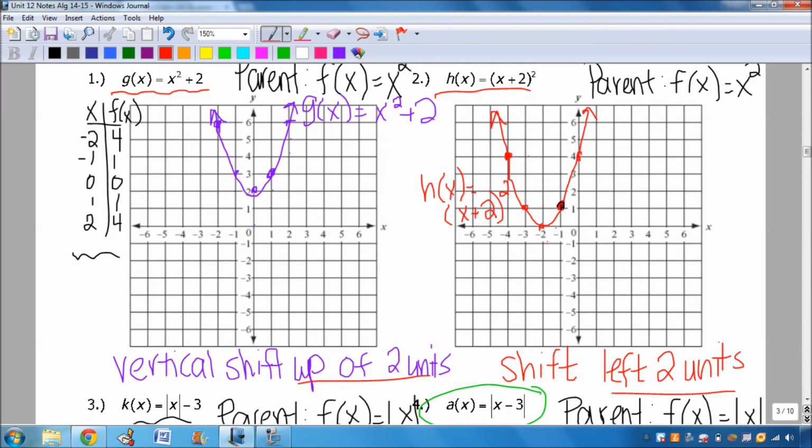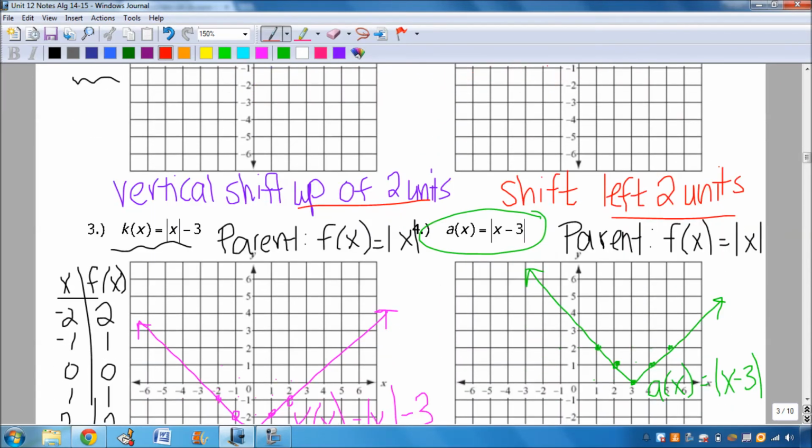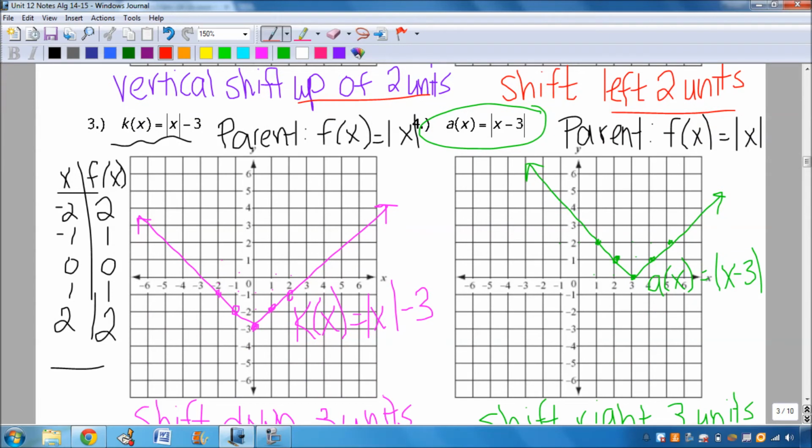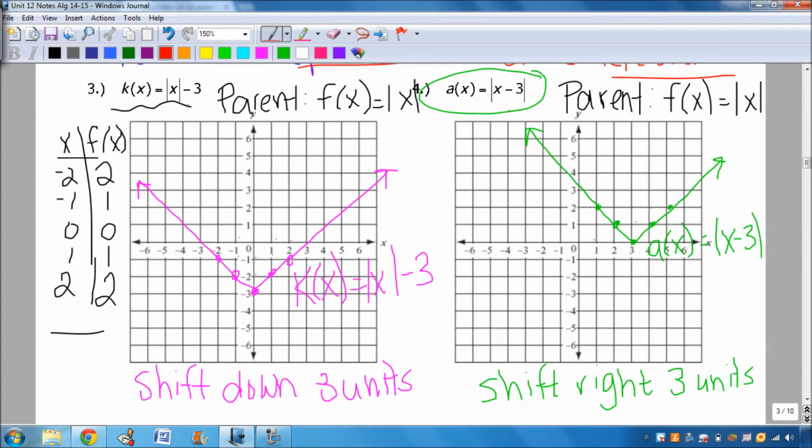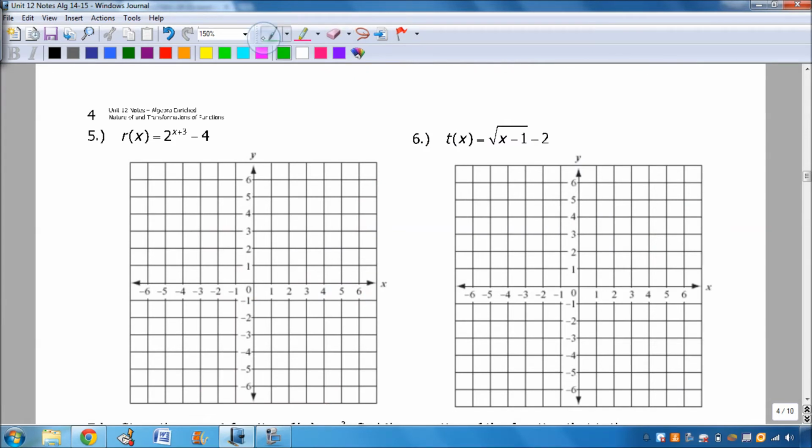Okay, and then same thing with number 3 and 4. This has a -3 and this has a -3, but they do completely different things because this -3 is on the outside of the absolute value and this -3 is on the inside. So when it's on the outside, it affects your y value. When it's on the inside, it affects your x value. So if it's on the outside, it goes down 3, and if it's on the inside, it goes to the right 3. All right, so let's take a look at number 5.